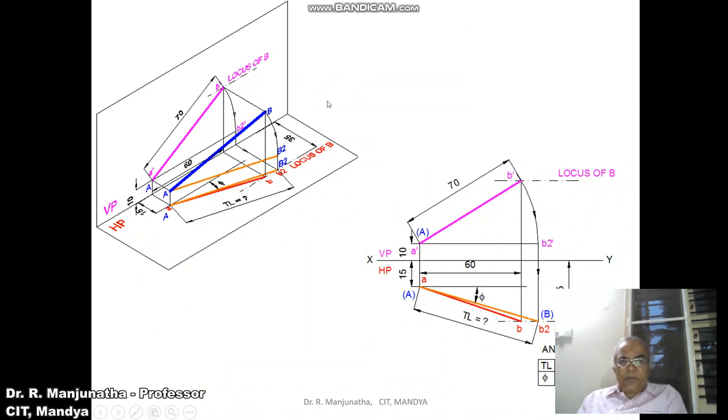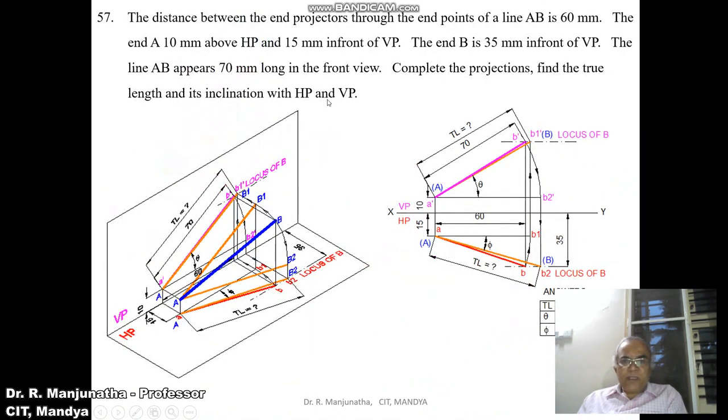Now we are going to solve the problem in the sketchbook. To do that, first we draw the XY line and mark XY and VP, HP. Now he says the NDA is 10 mm above HP and 15 mm in front of VP. So from the XY line, you measure 10 mm above HP. The distance above HP is seen in the vertical plane. As the vertical plane is above the XY line, from the XY line you measure 10 mm and draw a horizontal line.